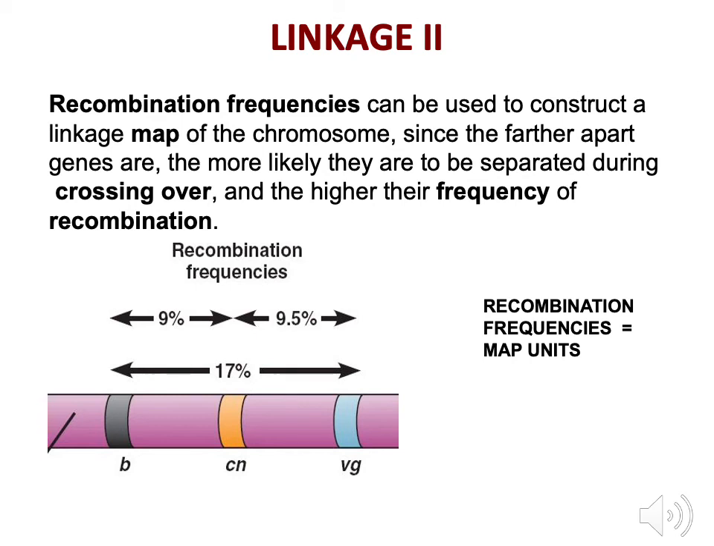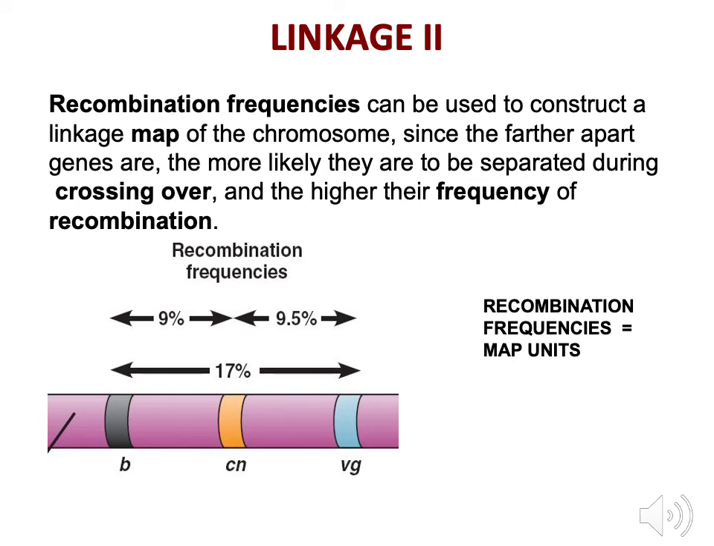I've got three alleles, B, CN, and VG, all located on the same chromosome. You'll see there is a 9% recombination frequency between B and CN and a 9.5% recombination frequency between CN and VG. In other words, there's a 9% to 9.5% probability that those genes will be separated from one another due to a crossing over event.